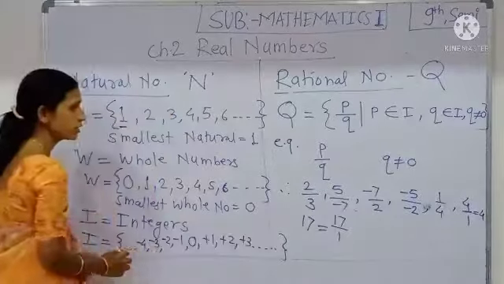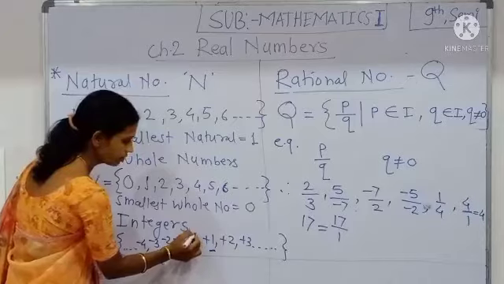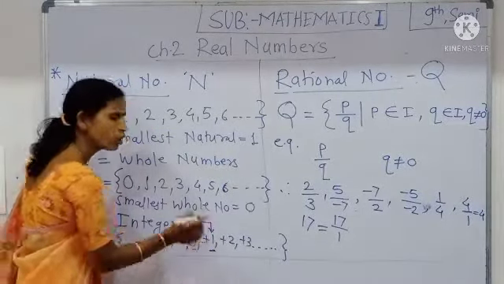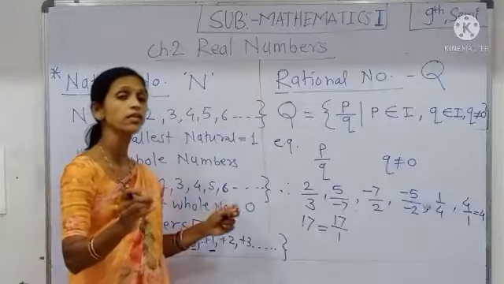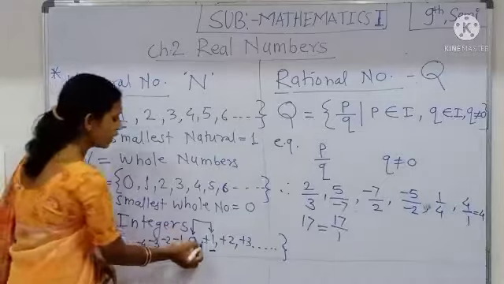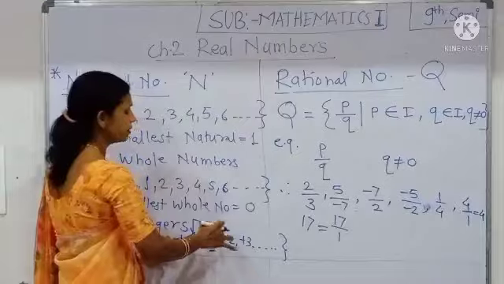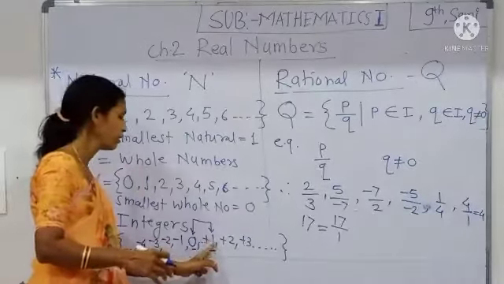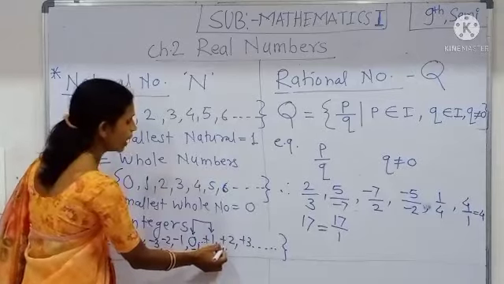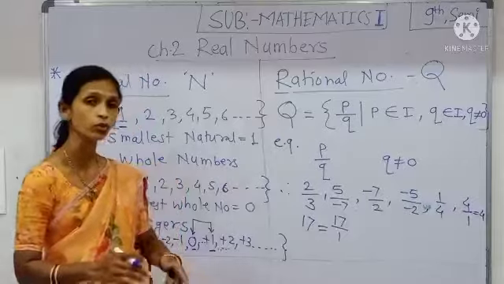Then see here, between 0 and plus 1, between these two numbers, there are a lot of rational numbers. That means between each pair of adjacent neighboring integers, there are infinitely many rational numbers. We can write those rational numbers.